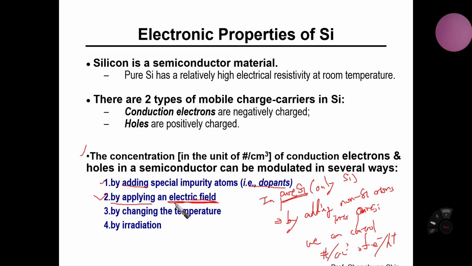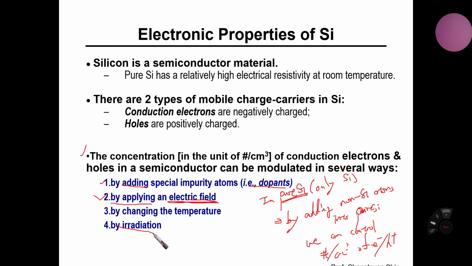The next one is a very simple one. By changing the temperature, we can induce more electrons and holes out of the silicon atoms. The lower the temperature is, the smaller the total number of electrons and holes from silicon atoms, or from the crystalline silicon materials. The last one is by irradiation.